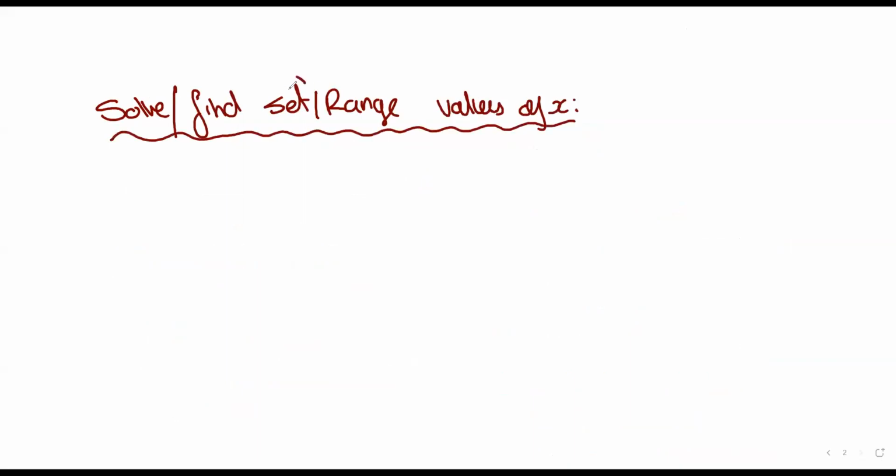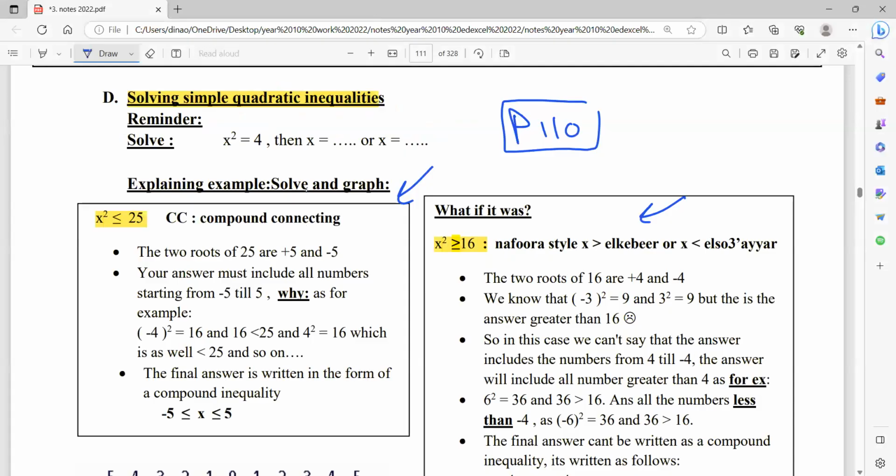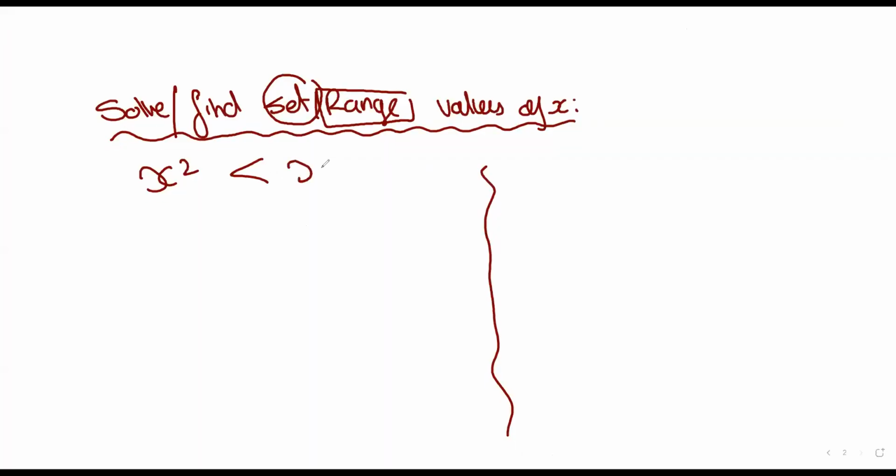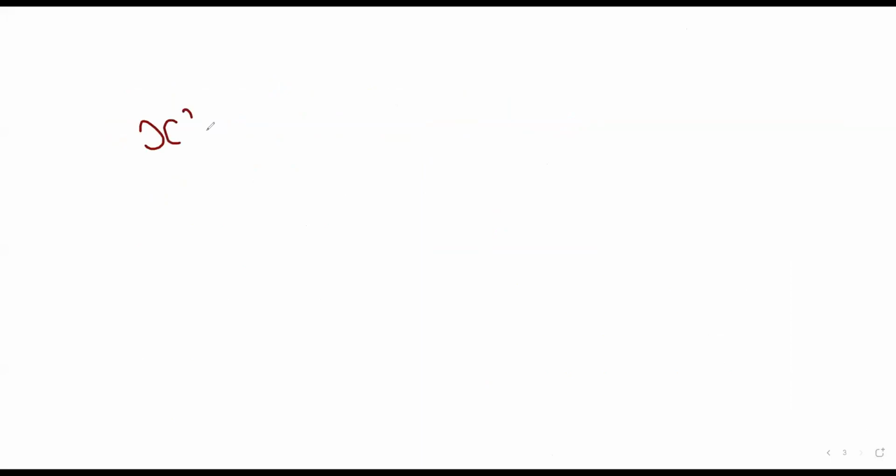And as we said, if you remember in the linear inequality videos, the words set of values, range of values indicate an inequality. So we have two inequalities: x power 2 less than 25, and then we have the other example, x power 2 greater than or equal to 16.